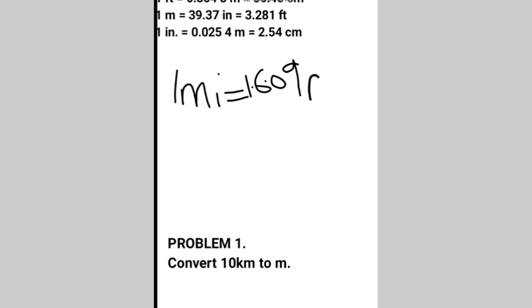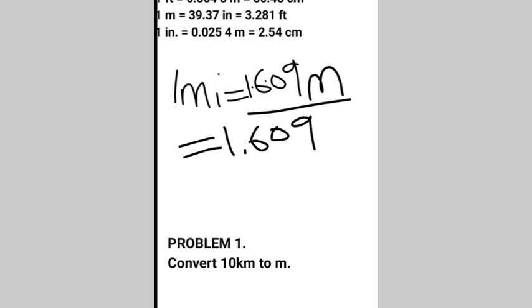Okay, so 1 mile is equivalent to 1,609 meters, or this is also the same as 1.609 kilometers. So make sure that you understand this. So 1 mile is equivalent to 1,609 meters, which of course is also the same as 1.609 kilometers. Okay, so apart from this, let's look at other units that we need to be familiar with.